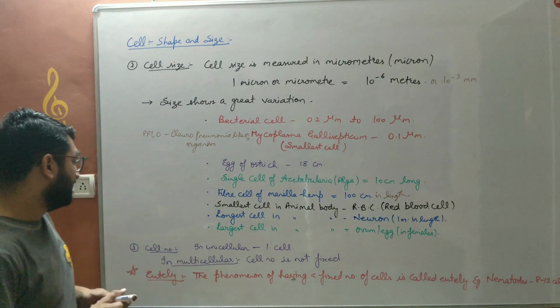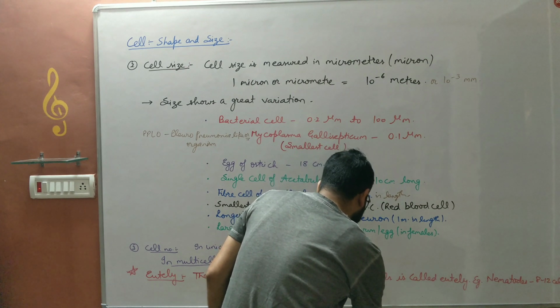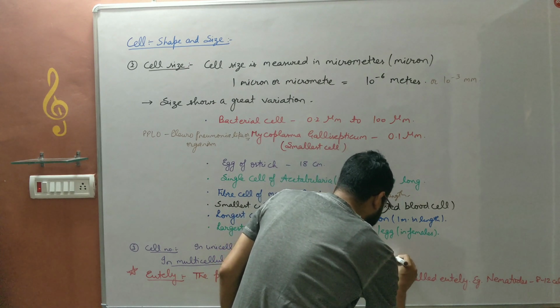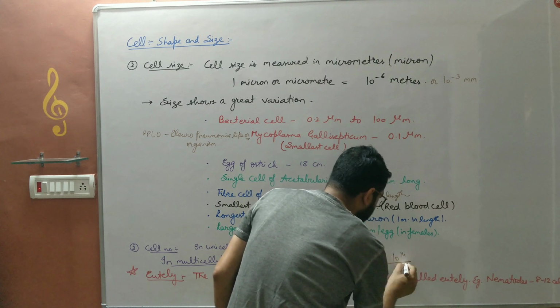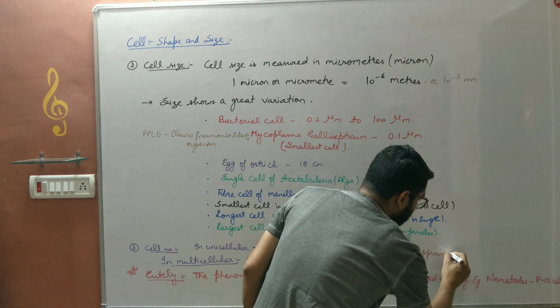For example, in the case of humans, for our number of cells, what we do is we multiply our mass with 10 raised to the power 14, then we get an approximation of our cells.